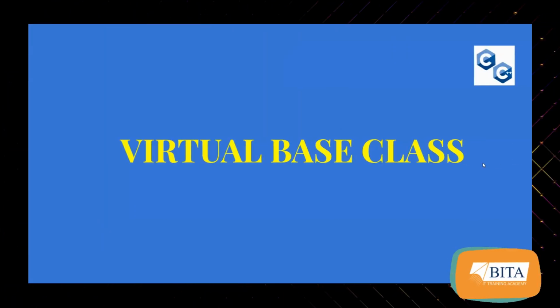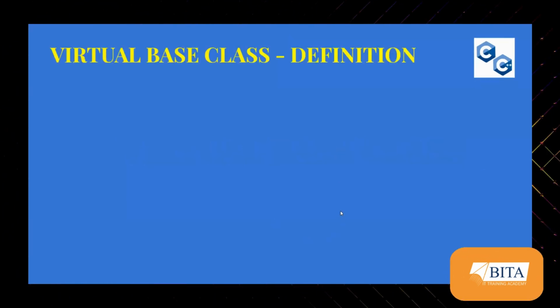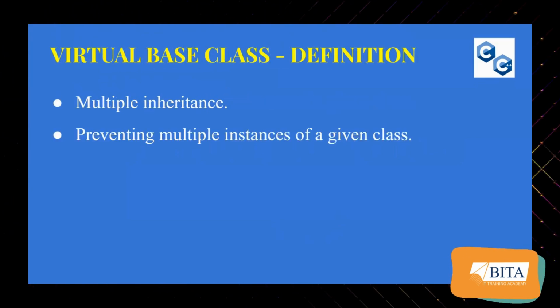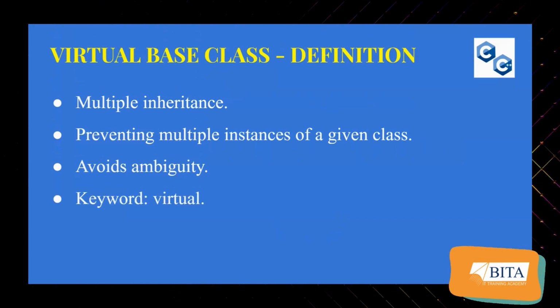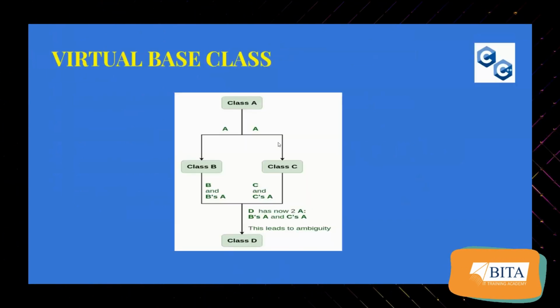Hello all. So today we shall learn about the virtual base class. Virtual base classes are used in virtual inheritance to prevent multiple instances of a given class appearing in the inheritance hierarchy when using multiple inheritance. We use the keyword virtual for it in order to avoid ambiguity. We'll learn an example now.